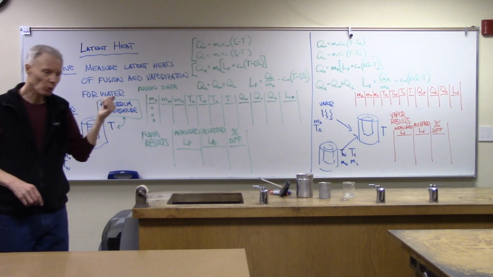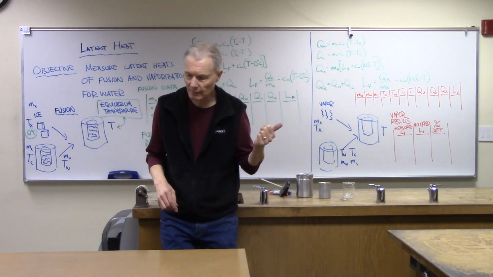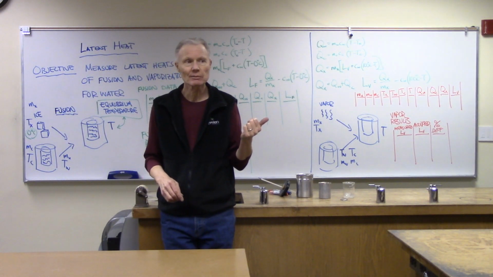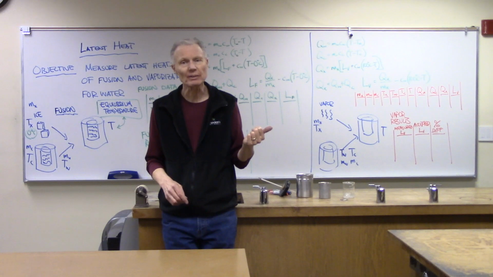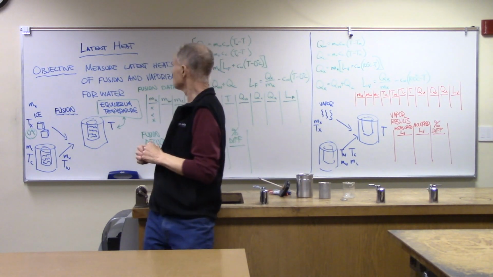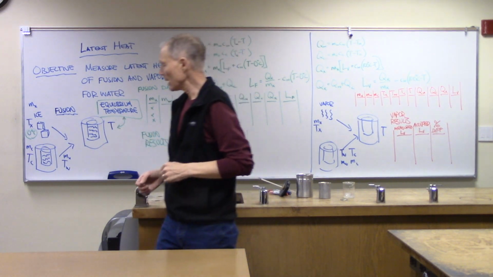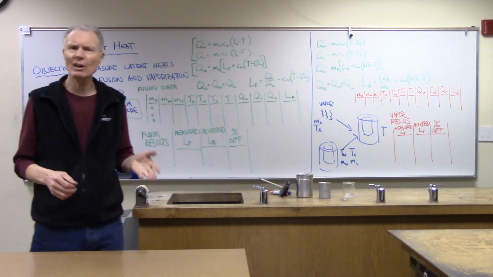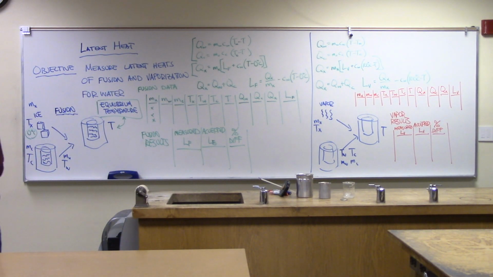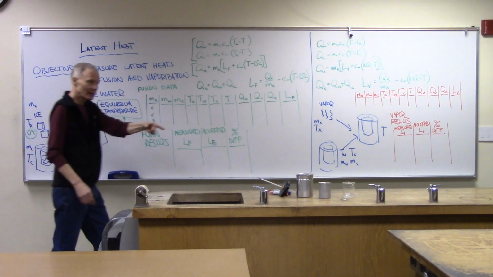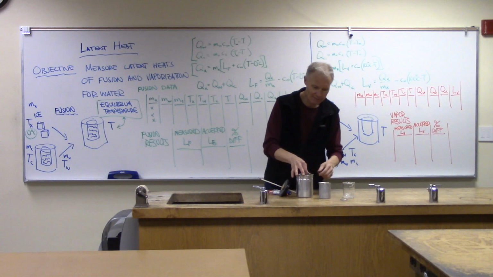Now, if this board looks a lot like the specific heat lab, it's because this lab's a lot like the specific heat lab. This is the latent heat lab. And you're going to see, though, that the data tables and the setups look pretty similar. We have our friend, the calorimeter, back again. And in fact, here it is right here on the front desk.